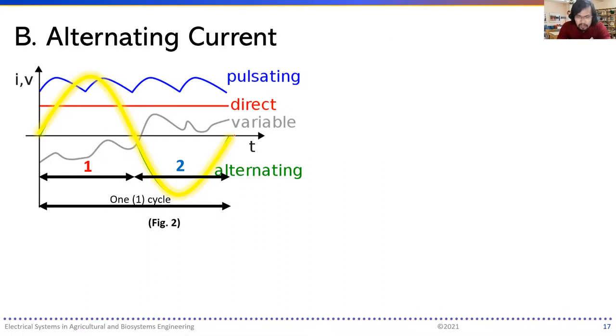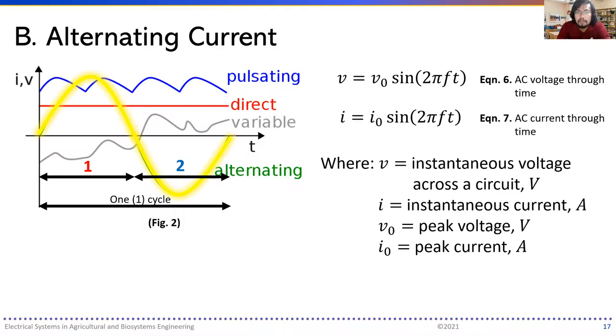Now we have the equations for voltage and current, okay, following the sine waveform. And this is represented in equations 6 and 7. For the first equation, number 6, we have the AC voltage through time. Again, this is instantaneous, so we represent it by small v. The V sub zero and I sub zero are the peak voltage and current respectively. So these are the peak I and V, and this is the crest value, okay, of the waveform. The negative of these values is the trough.